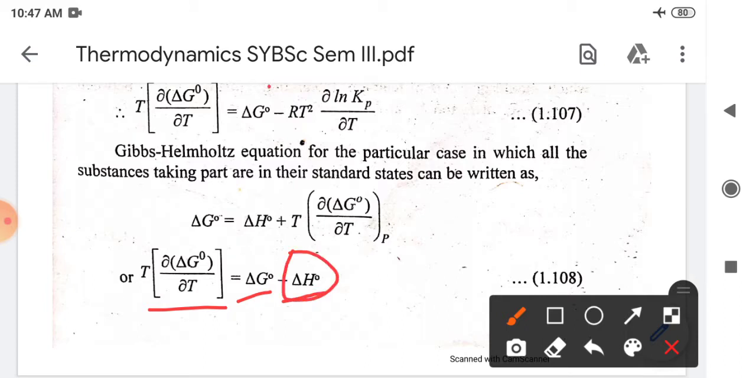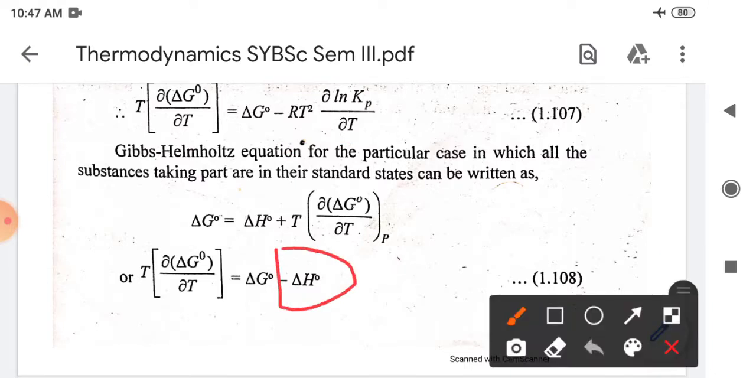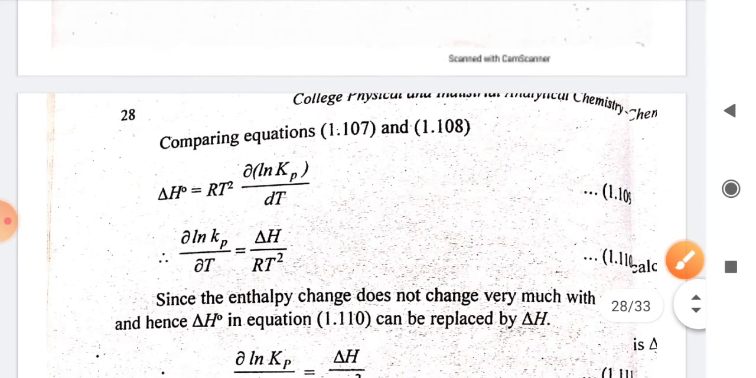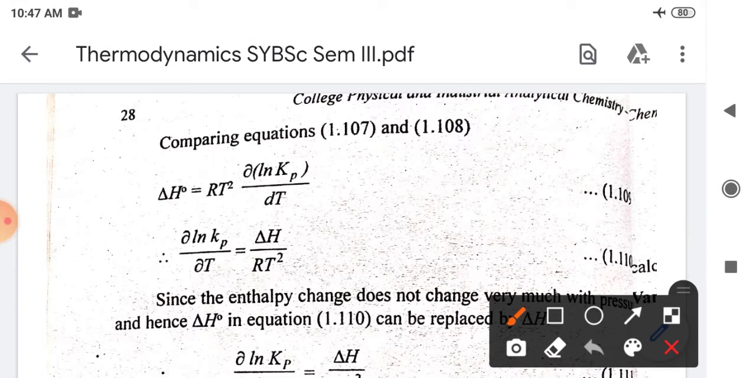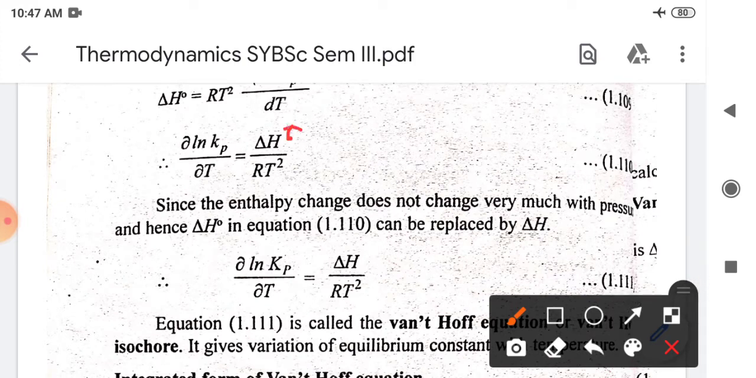Okay, so comparing these two equations, we can say that ΔH° is equal to RT² into d/dT of ln Kp. So we simply equate those two terms, that is ΔH° = RT² into d/dT of ln Kp, or d/dT of ln Kp is equal to ΔH° upon RT².